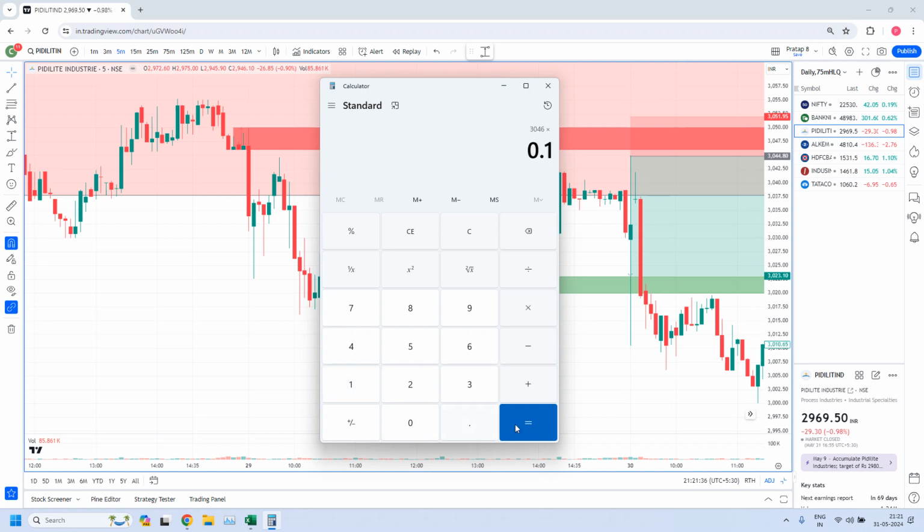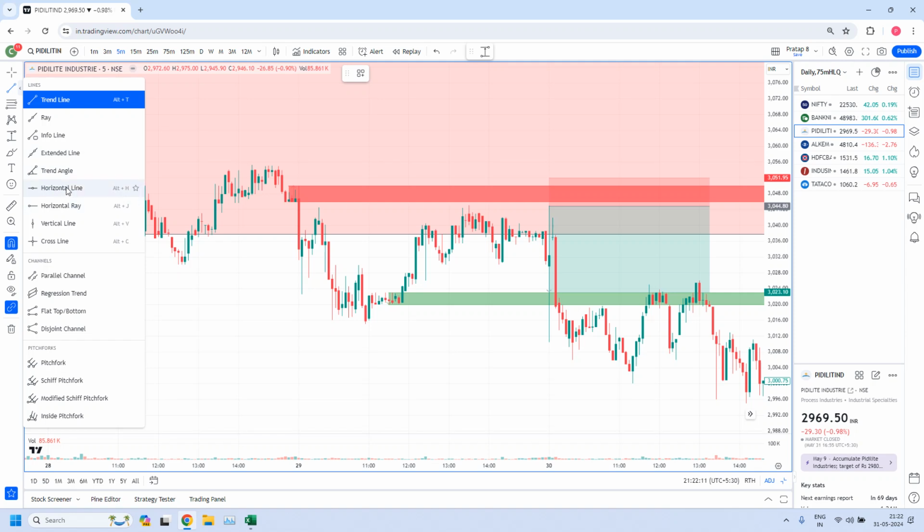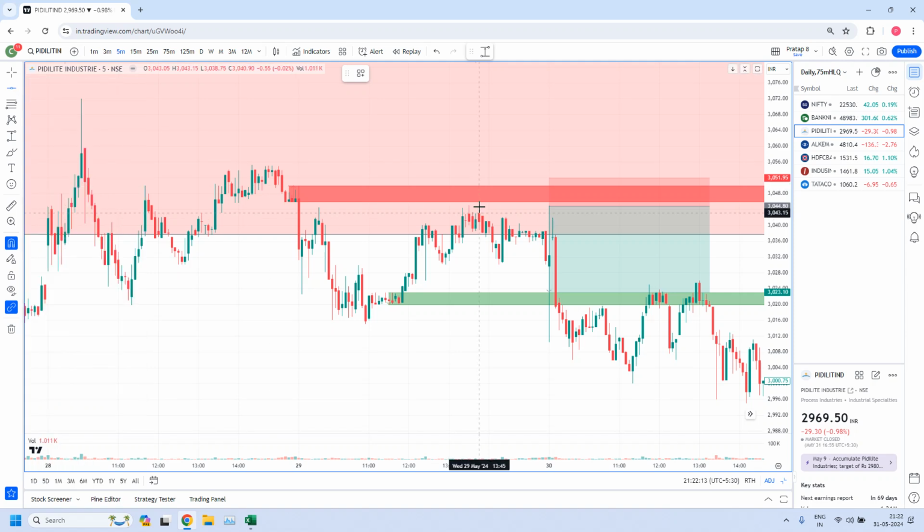0.1 divided by 100, 0.1%. So 3 rupees, 1 paisa or 50 paisa. Let us say you can keep a 3 rupees entry buffer. So 3 rupees entry means, what is the value here? 3046 minus 3 rupees, 3043 rupees. Let me draw a horizontal line to get clarity, at 3043.